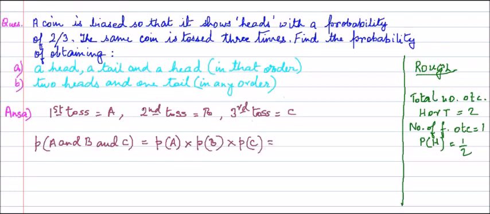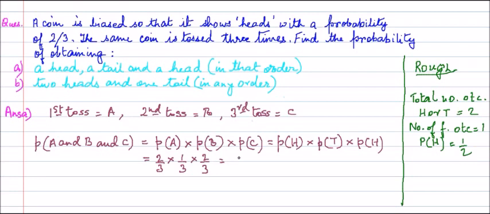And what is the outcome from the first toss? It is a head. So in place of PA, we can write P of H. We can write capital P or small p, anything. So it is a head from the first toss, a tail from the second toss, and again a head from the third toss. So let us put the values. The probability of having a head from this biased coin is 2 by 3. This has been provided. And we have calculated the probability of having a tail, that is equal to 1/3. And this is again equal to 2/3.